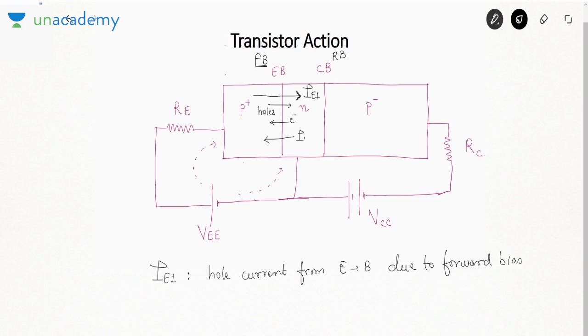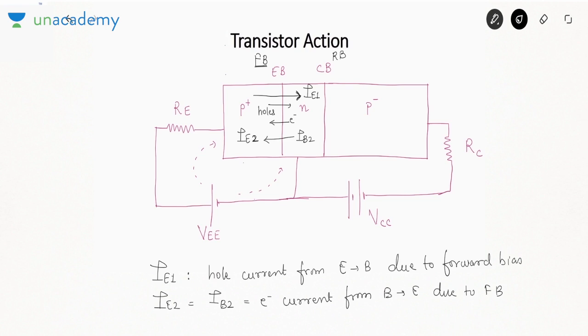This current here is written as IB2 and when it enters the emitter it is called IE2. So IE2 is equal to IB2. It is electron current from base to emitter due to forward bias. Are you getting my point? Whenever a junction is forward biased, holes are flowing from P to N and electrons are flowing from N to P. And those two currents are written as IE1 and IE2.